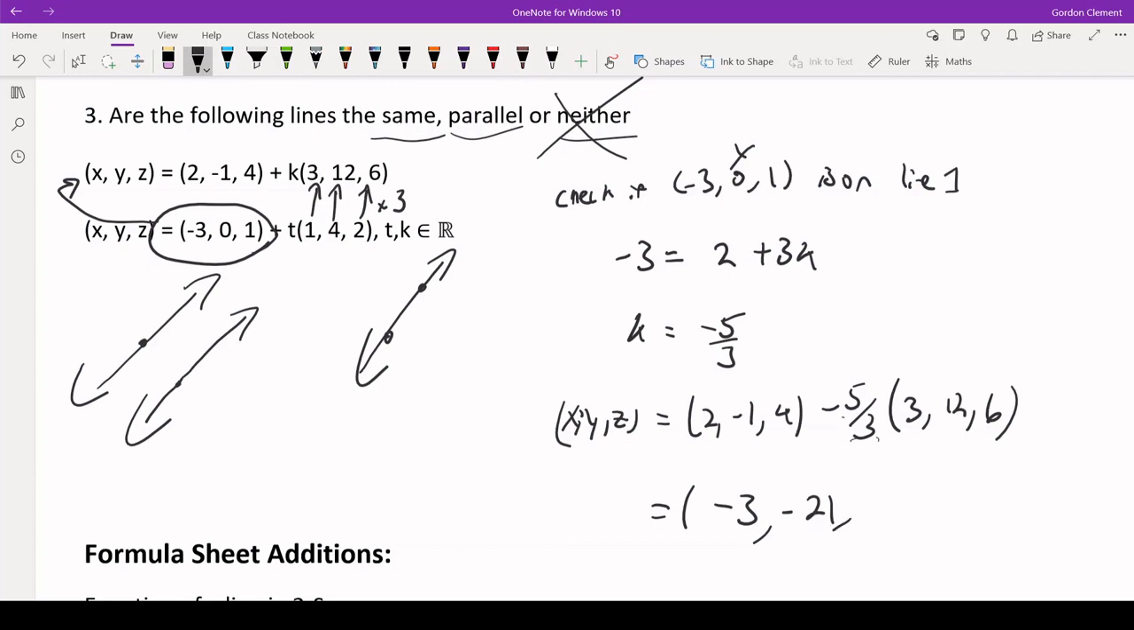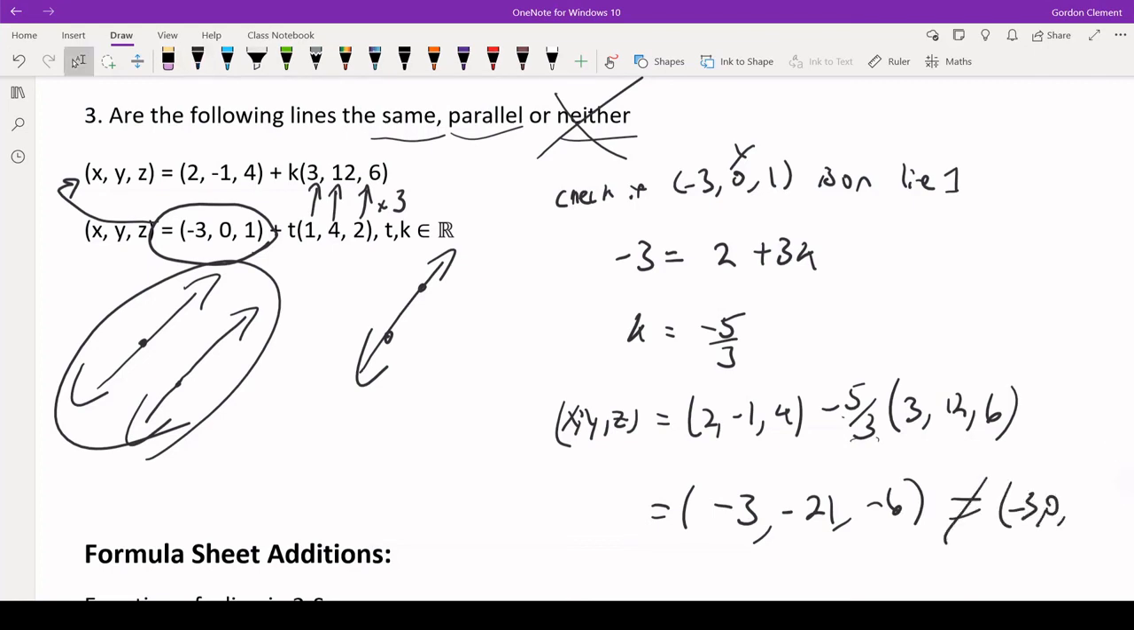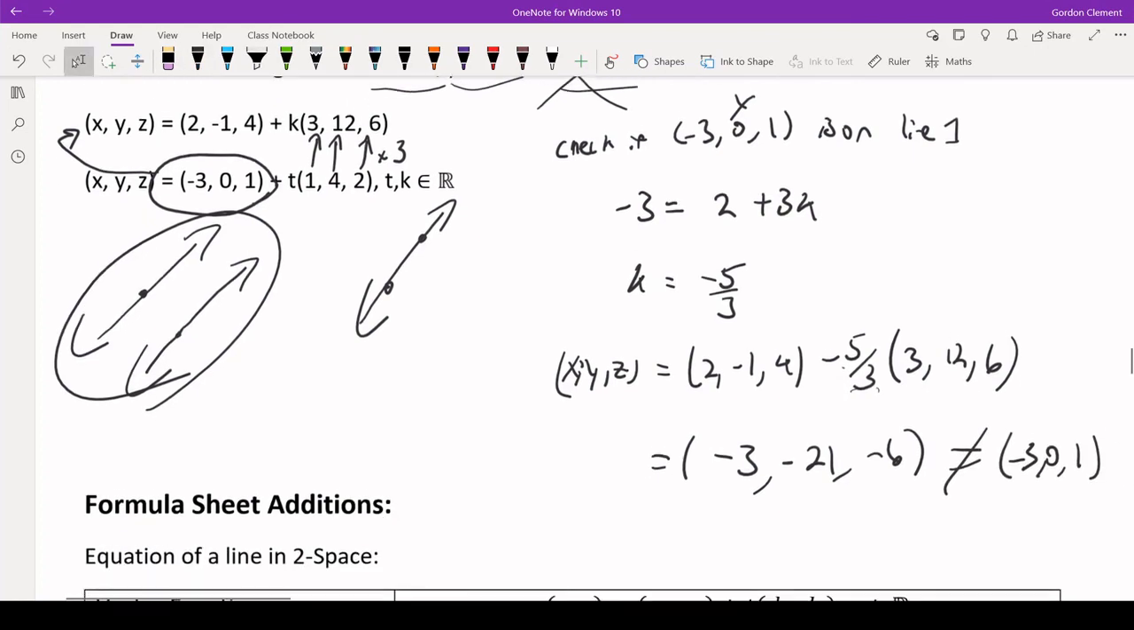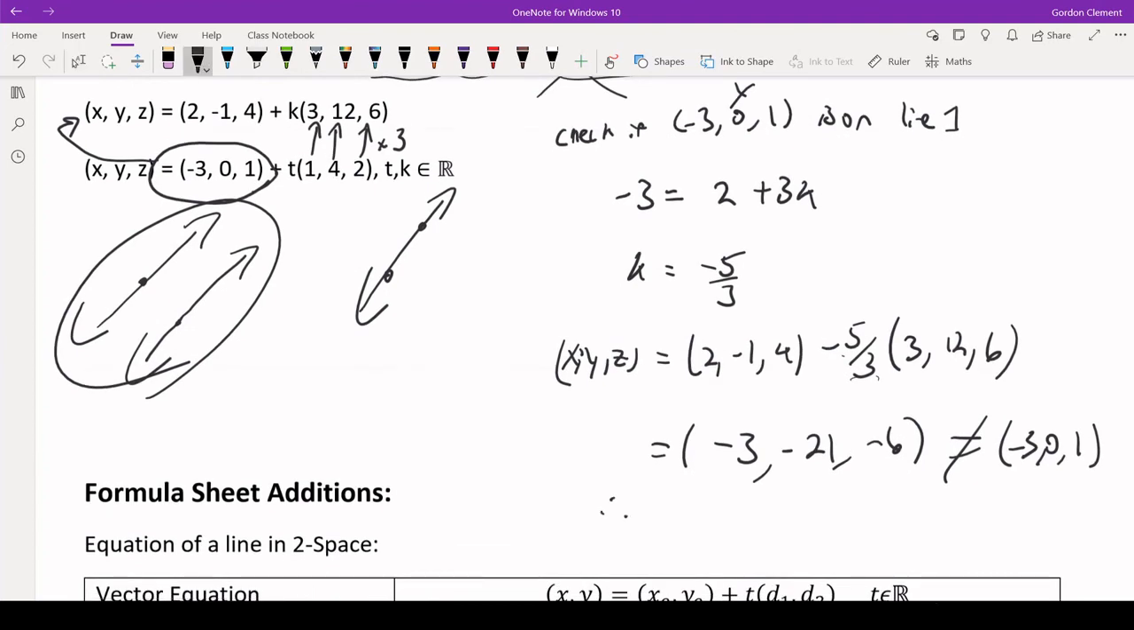So I know that these are, in fact, parallel lines, but I'll finish the question. -5 over 3 times 6 is -10. 4 subtract 10 is -6, which is not the point that we were looking for. Therefore, they are parallel. Same direction, because they're scalar multiples, but different points.